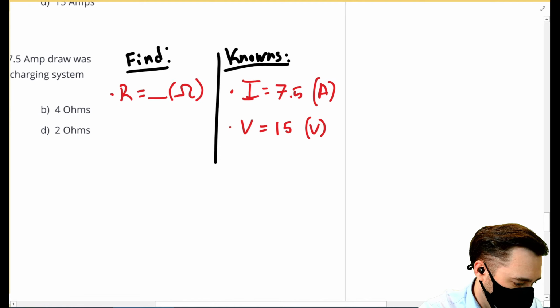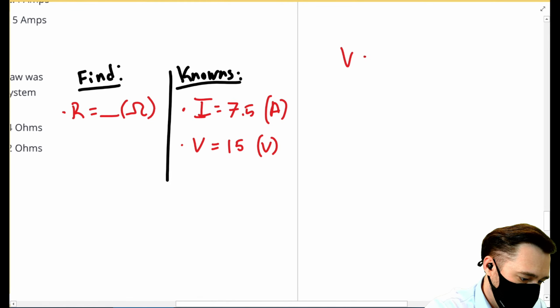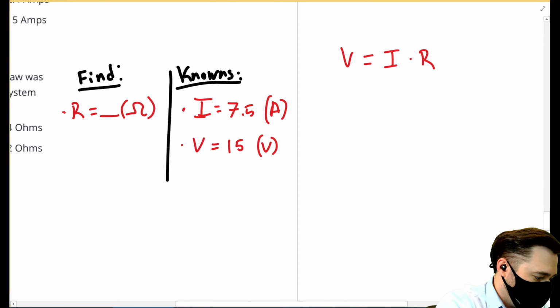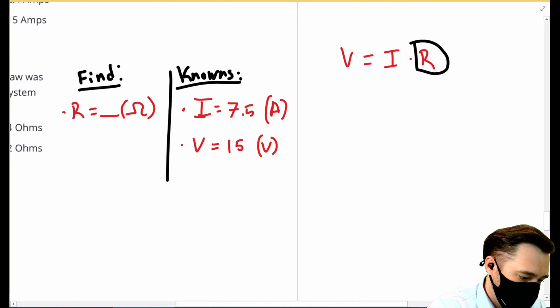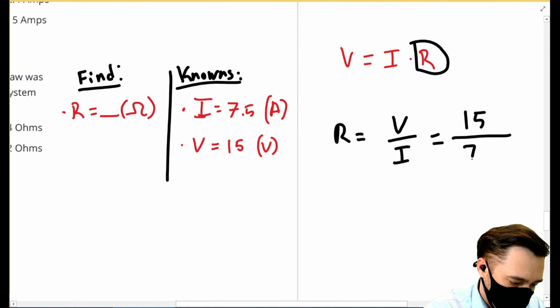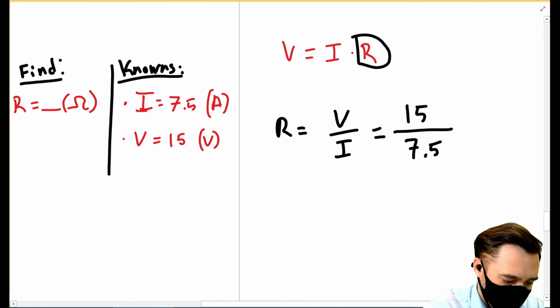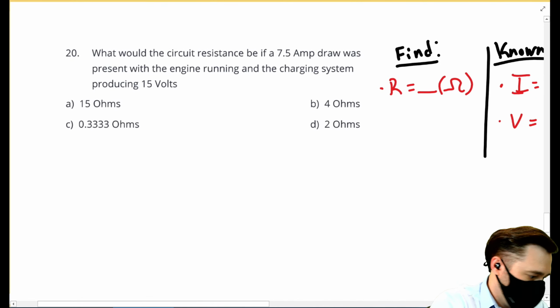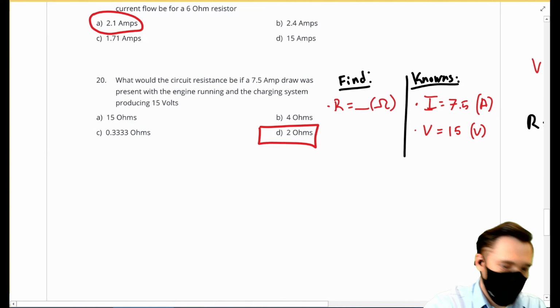All right, so it's a V equals IR. This time I am solving for resistance. So I end up with R equals V over I. My voltage is 15. My I is 7.5. 15 divided by 7.5 is 2. So 2 ohms. Cool.